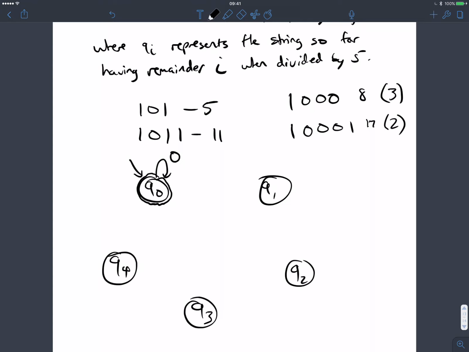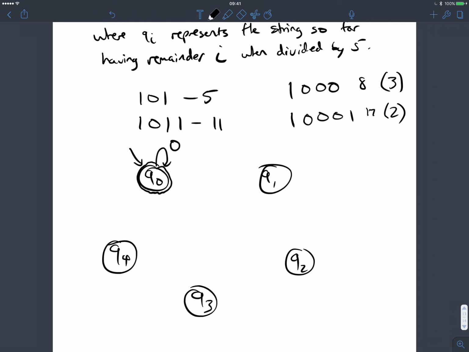Q0 on 1. Where should I go? Let's see. If I read a 1, that means multiplying the number that I've seen so far by 2, then add 1, because I just saw 1. Well, what does that mean? If I have remainder 0, and I multiply by 2, we just figured out its remainder is 0. But then I saw 1. So I add 1. Now what's my remainder? 1. So where should I go? Q1. Good.